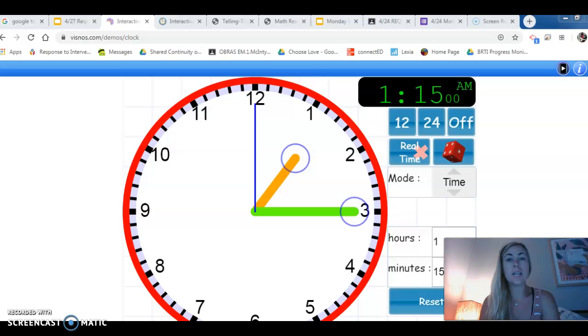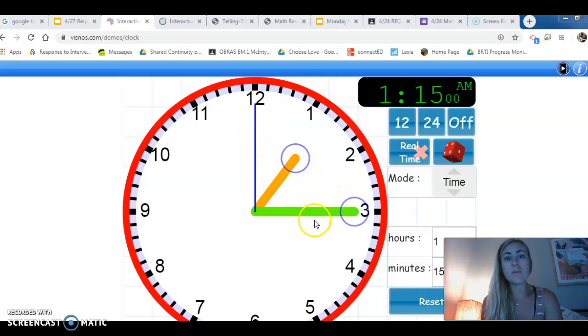Today is Tuesday, April 28th. Last week, we learned about clocks and learned about time to the hour and time to the half hour. This week, we're going to be continuing to learn about time to the nearest 5 minutes. So let's look at my clock here.